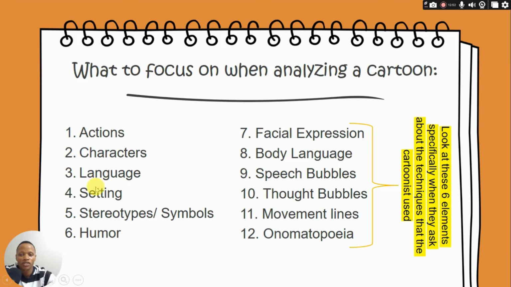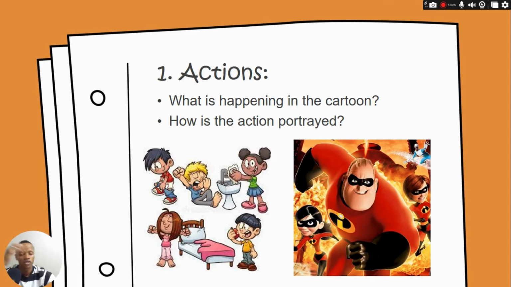Okay, so now what is it that you should focus on when you deal with a cartoon? You look at the actions, the characters, the language that is being used there, the setting, look for symbols as well, or stereotypes, the humor. There's always a question like that, usually the last question, as well as the facial expressions, the body language, the speech bubbles, thought bubbles, movement lines, onomatopoeia. These are all the jargon that is used when dealing with cartoons.